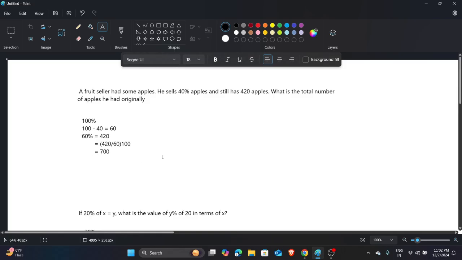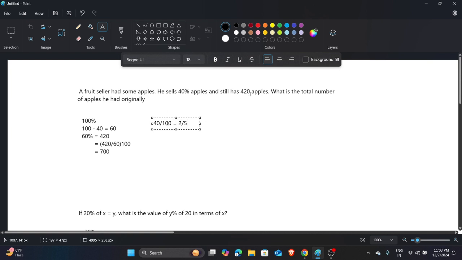Or if you want to do this in a fraction way: 40% of the apples are sold and he still has 420 apples. The 40% is 40 by 100, which is nothing but 2 by 5. So you can see that 5 represents the 100% portion, and 2 represents the 40% portion.